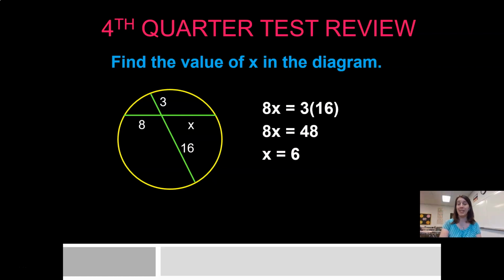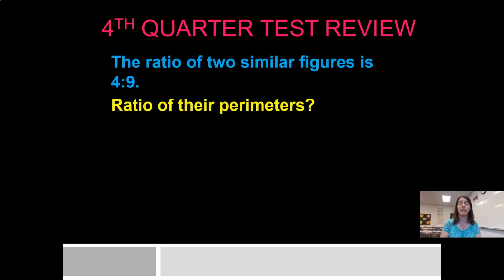Moving on to questions 20 and 21, you'll have the same pieces of information that are used on both of these questions. The problem states that the ratio of my two similar figures is 4 to 9.